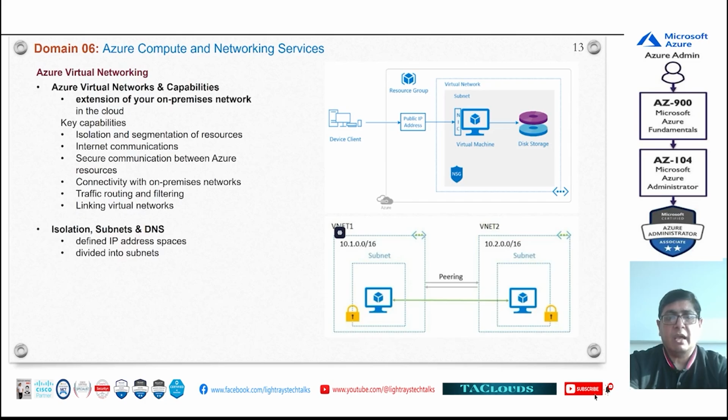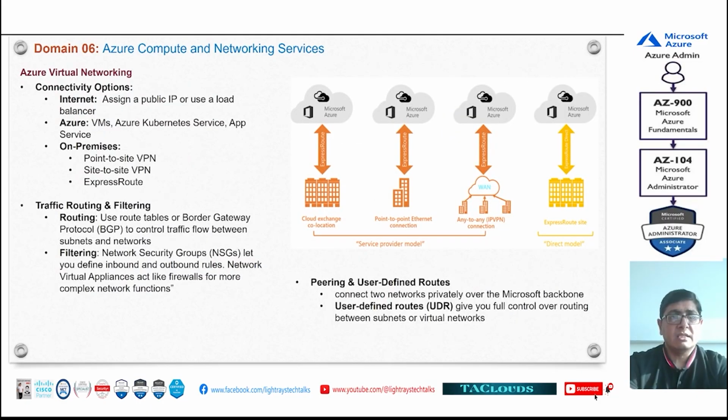For internet communication, we have different communication options, secure communication, connectivity options, and linking virtual networks together also. If you see in the diagram, we can create two separate networks and link them together, which is called network peering. So different virtual networks we can peer together. Second, there are different connectivity options available. We can connect these virtual networks through the internet, through Azure, or through on-premises.